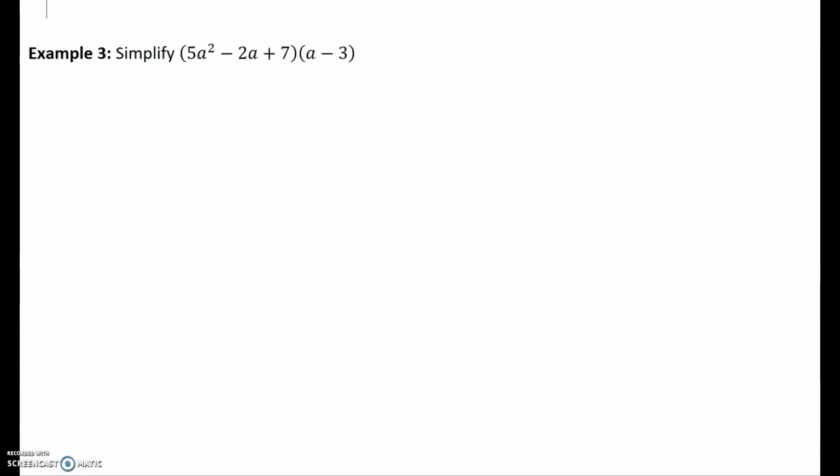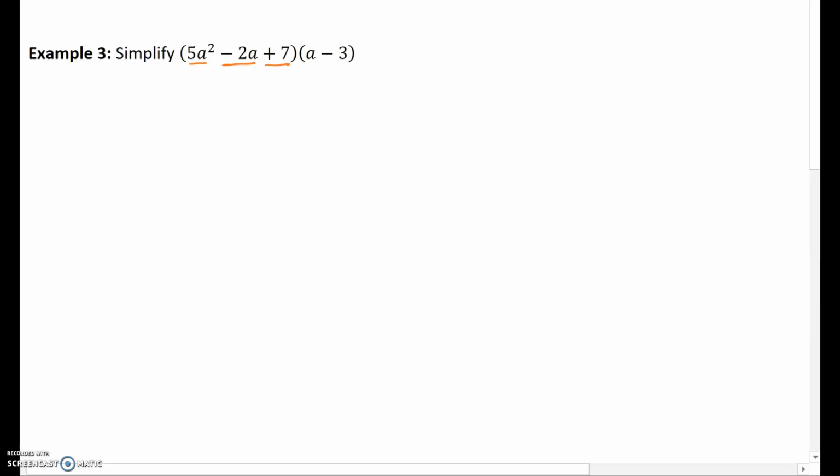In the first two examples in distribution, we were multiplying binomials by binomials. In other words, there were two terms in the first parentheses and two terms in the second parentheses. This time around, though, it's a little bit different because you have 1, 2, 3 terms in the first parentheses. So we're actually multiplying a trinomial by a binomial.